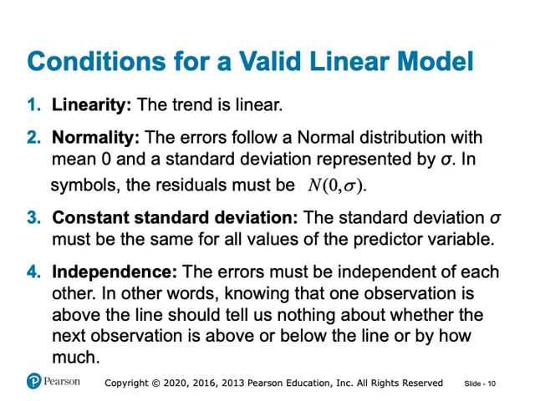When these 4 conditions, linearity, normality, constant standard deviation, and independence, are satisfied, we can be confident that our linear regression model is appropriate for the data. This, in turn, allows us to make reliable predictions and draw accurate inferences about the relationships between variables. If any of these conditions are violated, it may be necessary to revisit the model and consider alternative approaches.